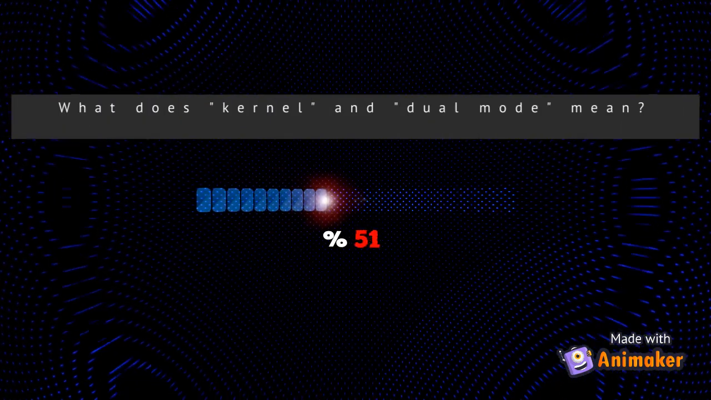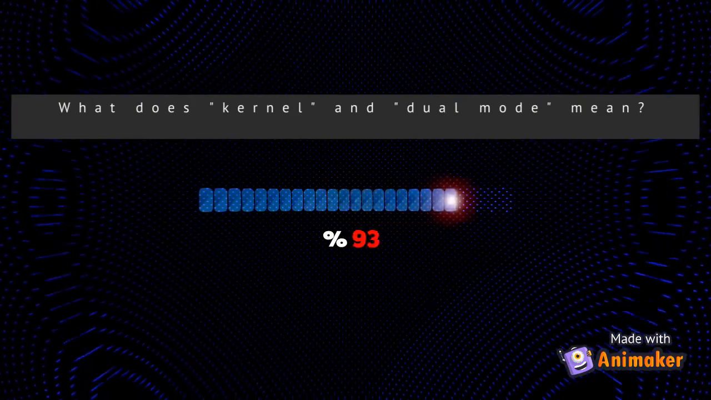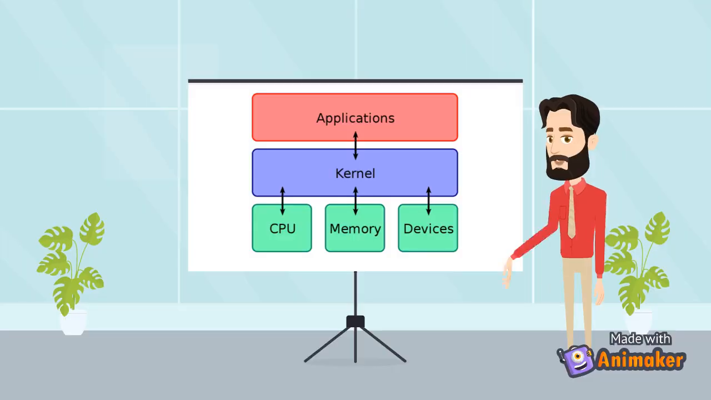And now, what do kernel and dual mode mean? Let's start with the kernel. The kernel is the most important and significant part of the operating system. It works beside the hardware at a very low level. Actually, the kernel is considered to be the lowest level of software, which works as the core of the operating system. The kernel has links with all the system elements, like the CPU, memory, user applications, and the other attached devices.